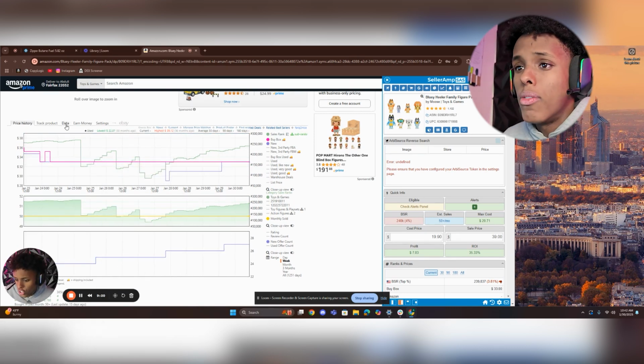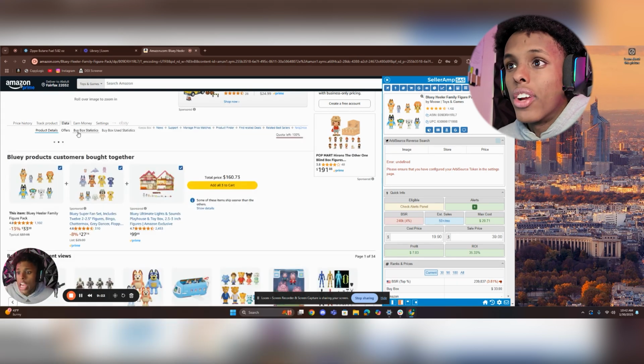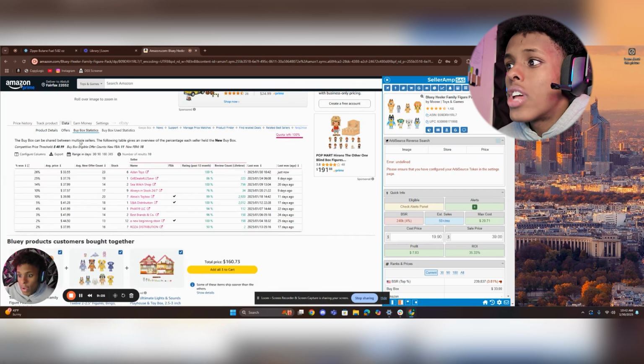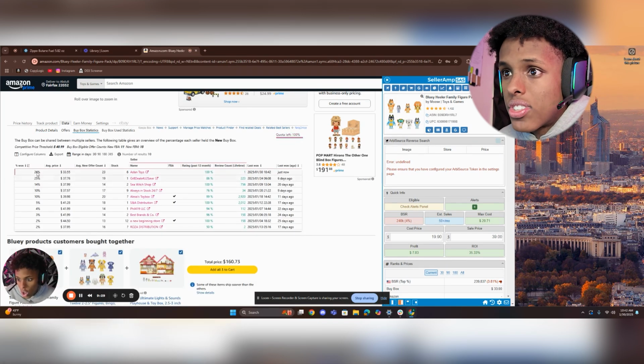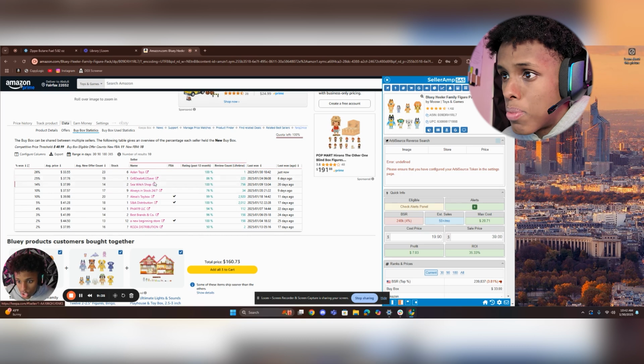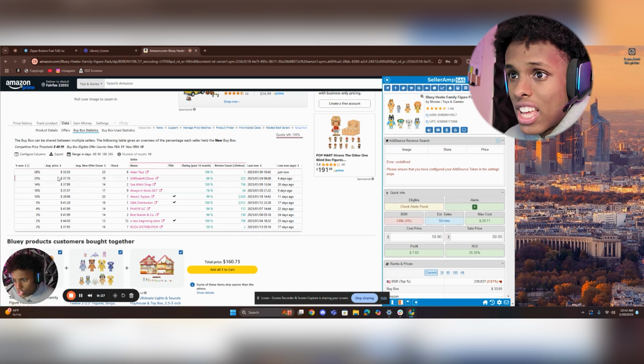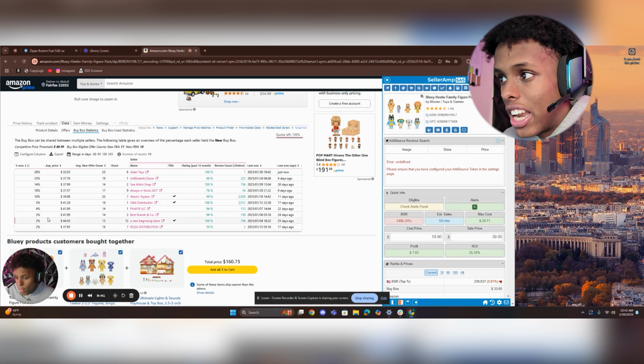Another feature that I love about Keepa is obviously the data. You look at the buy box statistics, and you can actually see who's winning the buy box. You see percentage won: Aslan Toys won 26%. Great deals, you save 25%. There are about 5 to 6 sellers, which is a good sign because the buy box is being shared effectively.